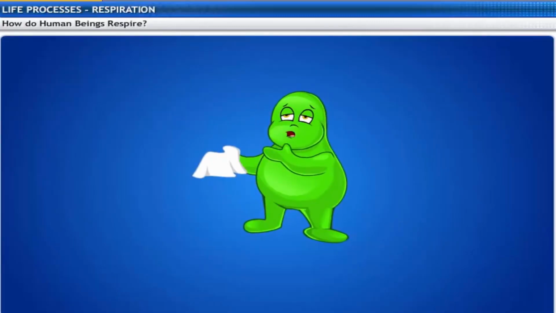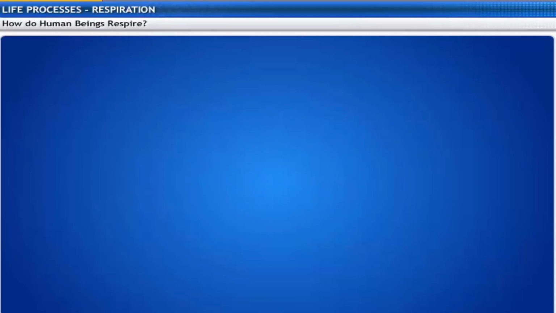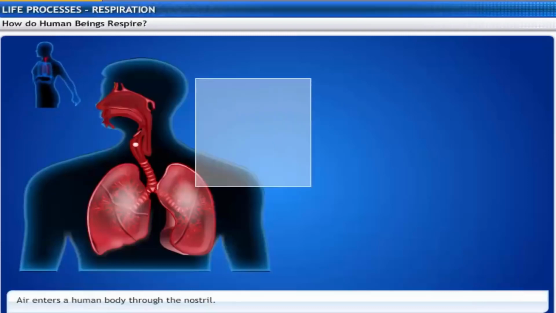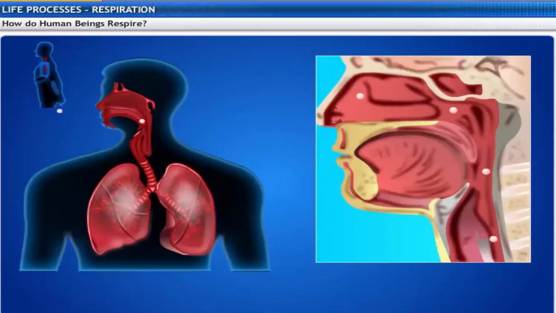I have a cold. I can't seem to breathe properly. In human beings, air is drawn into the body through the nostrils. Nostrils are lined with fine hairs and mucus that filter the air as it passes through.